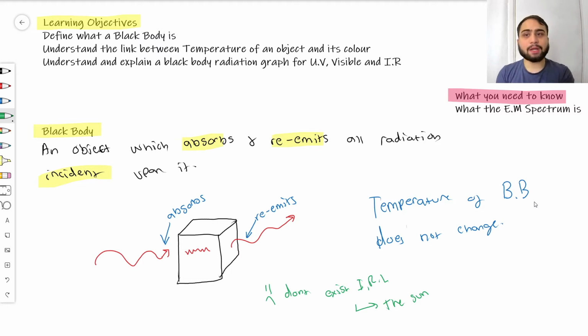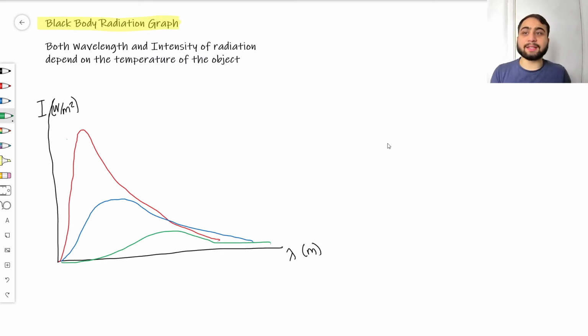Now we want to have a look at the link between temperature of an object and its color, and this can be done through something called a blackbody radiation graph. Alright, so now let's have a look at the blackbody radiation graph. But first of all, we want to understand that both the wavelength and intensity of radiation depend on the temperature of the object. Now, I've introduced a new word here, intensity.